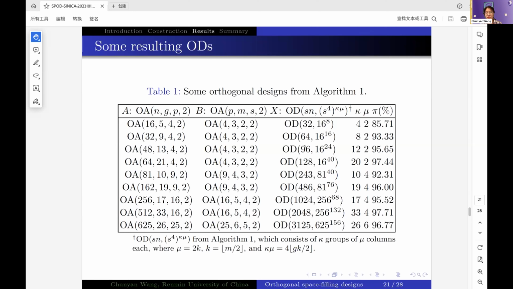Their space-filling properties can be evaluated by kappa, mu, and pi. The ideal pi is 1. Pi means the proportions that achieve the corresponding stratifications. We can see that the values of pi are very close to 1. It means that they are very close to the ideal designs.